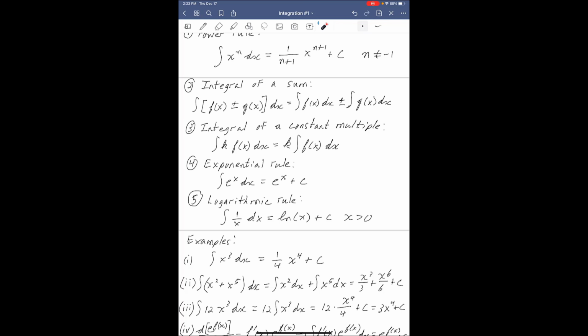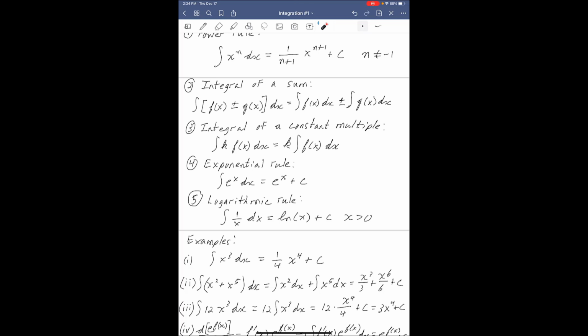The integral of a sum is simply the integral of the separate functions. So we have an integral of f of x plus or minus g of x, and then taken by dx, we get the integral of f of x dx plus or minus the integral of g of x. The integral of a constant multiple: we can take that k, that constant, and put it outside the integral sign, so the integral of k f of x is the same as k times the integral of f of x.